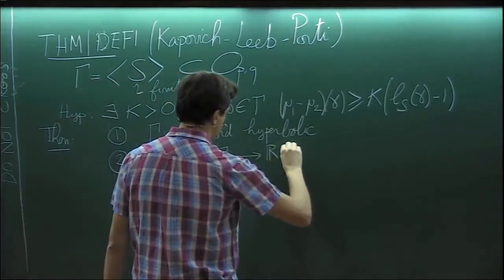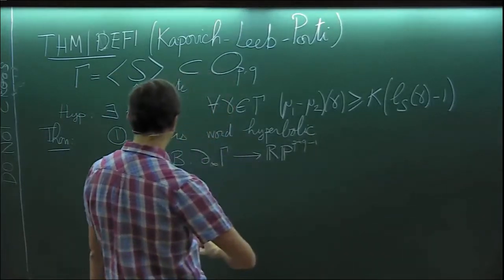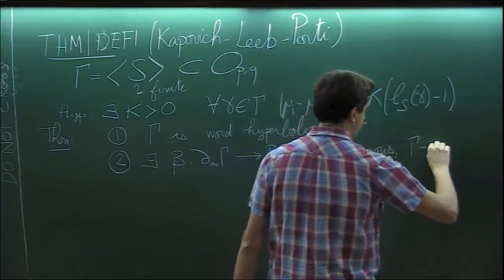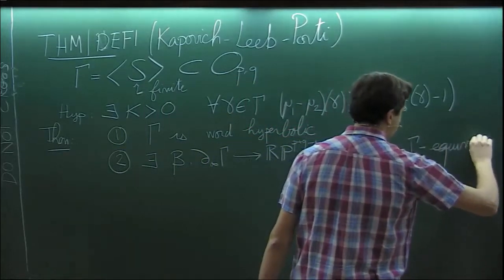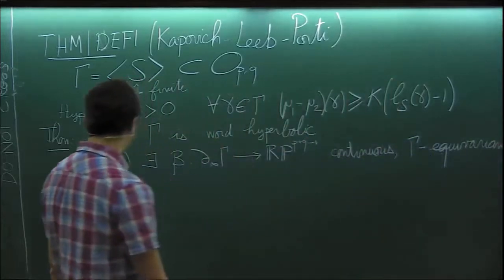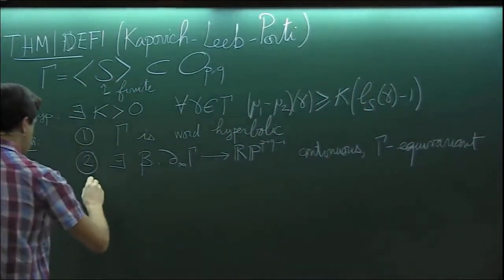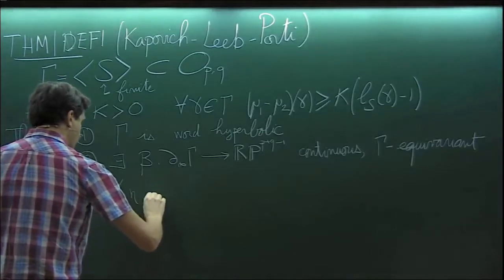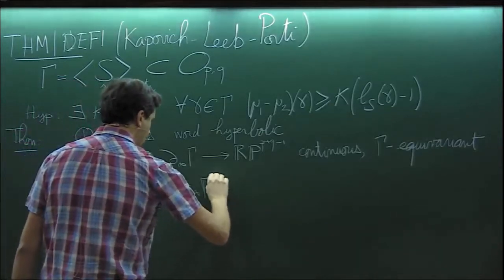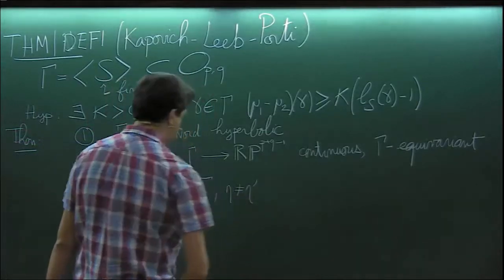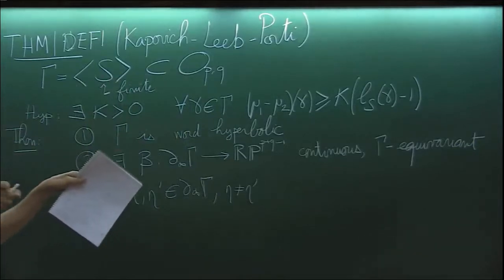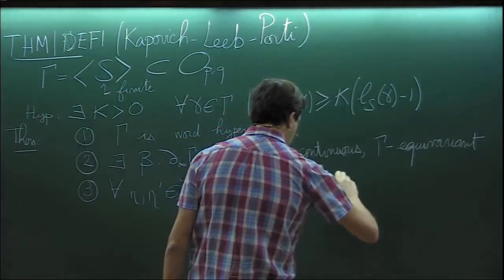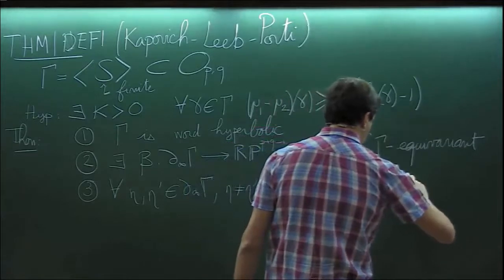Here, the projective space is of dimension p plus q minus 1. The map is continuous and equivariant with respect to the action of Gamma. This map satisfies a kind of transversality property. It states that for every two distinct points in the Gromov boundary, not only are the two lines distinct, but they are in transverse position. So the two lines, beta of eta and beta of eta prime, are transverse.